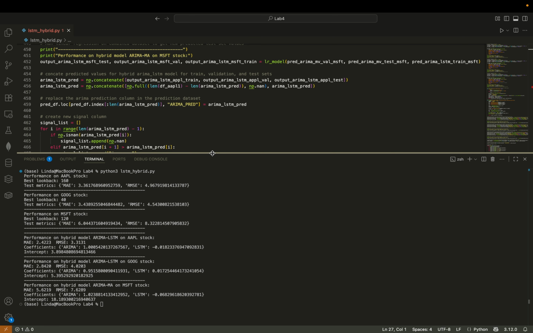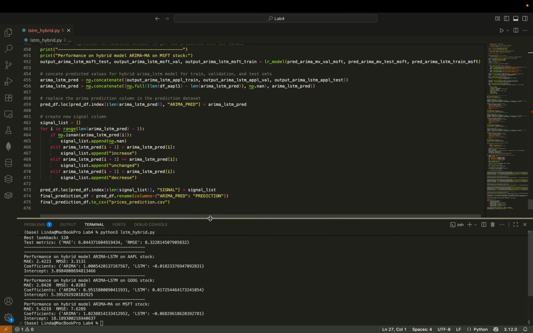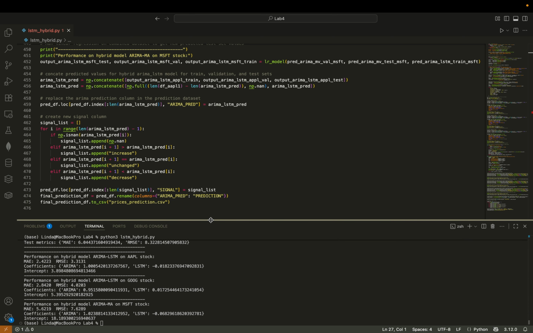Finally, only the hybrid model of ARIMA and LSTM on the Apple stock outperforms the other three singular models. So the final model for forecasting Apple stock is the hybrid model ARIMA LSTM, and for forecasting Google and Microsoft stock are ARIMA models only. And then we combine the hybrid forecast with the ARIMA forecast and output the final results to the CSV file, price predictions.